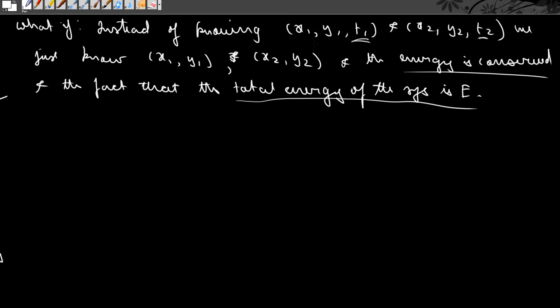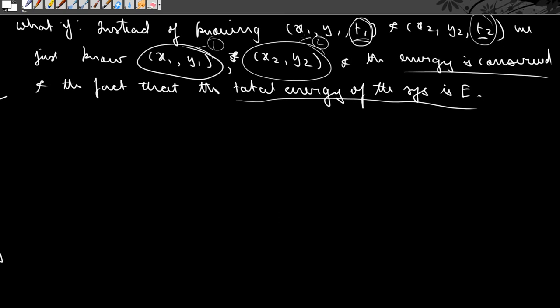So here we have lost the information about how much time the system must take to go from path 1 to path 2. But instead, I give you the information regarding the total energy of the system, along with the condition that for the system chosen, the energy is conserved. Plus, we also know what is the initial coordinates and final coordinates. What we don't know is the time taken by the system to go from coordinate 1 to coordinate 2.